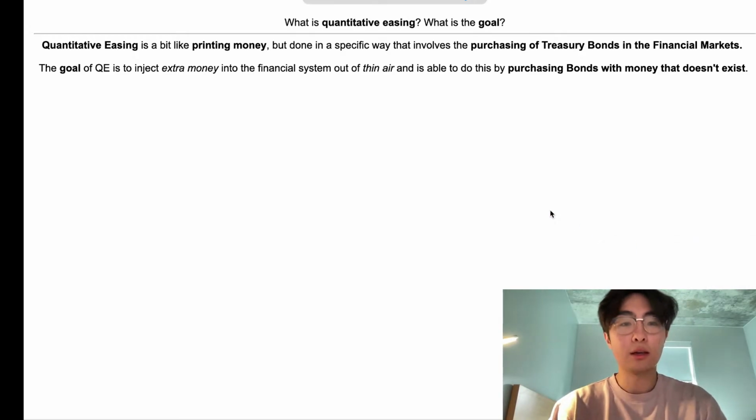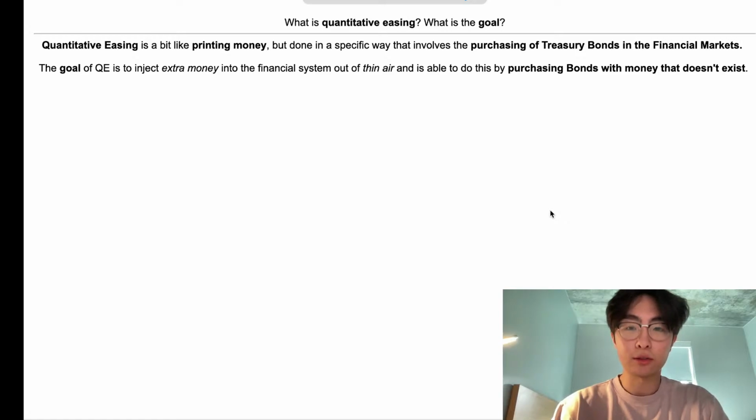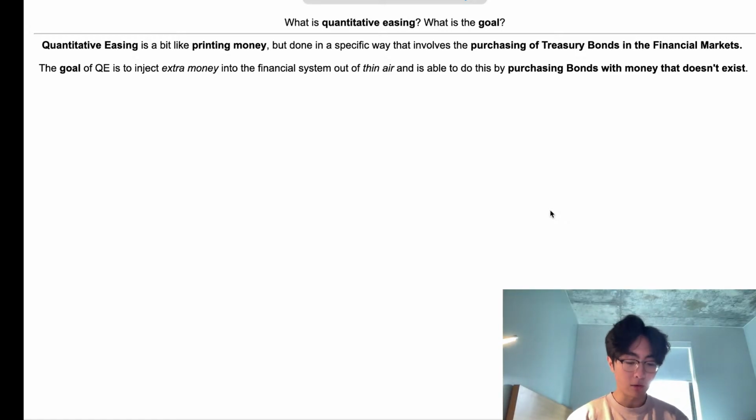Like printing money, a specific way that involves purchasing treasuries in the financial markets. So the goal of quantitative easing is to inject extra money into the financial system, pretty much out of thin air, with the Federal Open Markets Committee going into the market and purchasing treasury securities or bonds or other types of debt with money that doesn't exist.